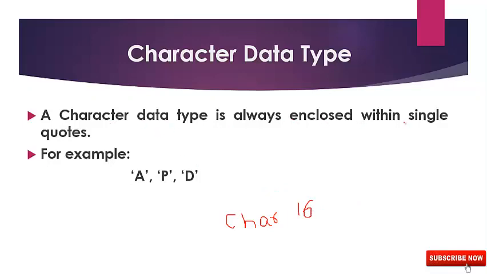A character data type is always enclosed within single quotes. For example, A, P, D. These are in single quotes.